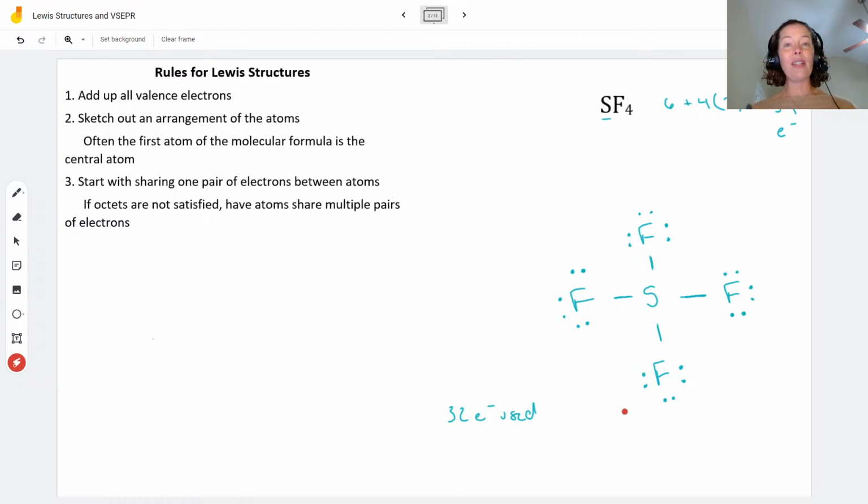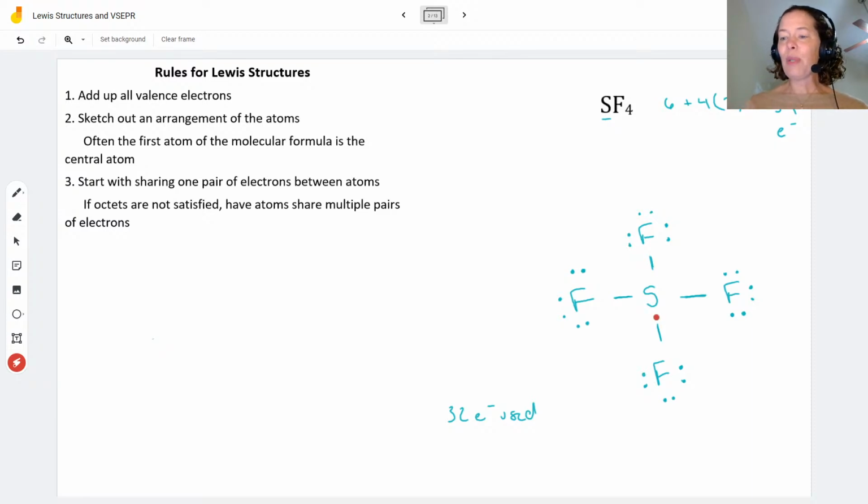So I have satisfied all octets, but I have a problem. I've only used 32 electrons and I need to use 34. This is when you know you need to do an expanded octet. So the question is, where do you expand the octet? The answer is you're going to expand the octet on the central atom.